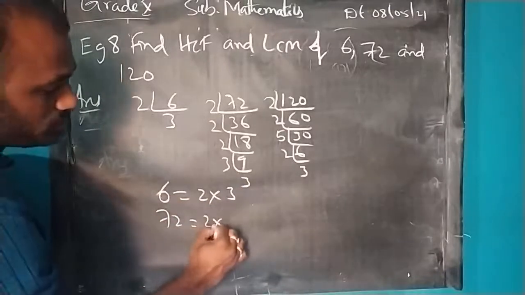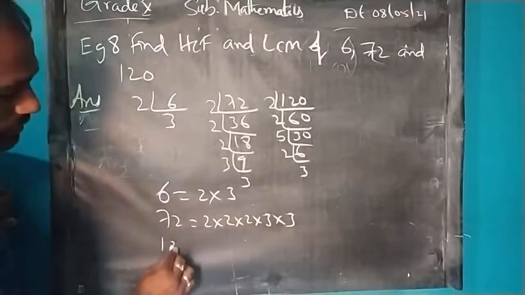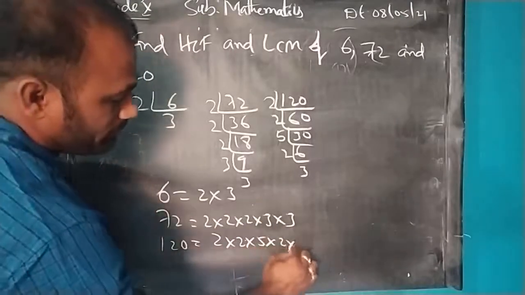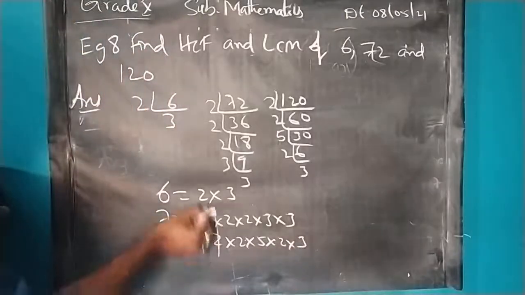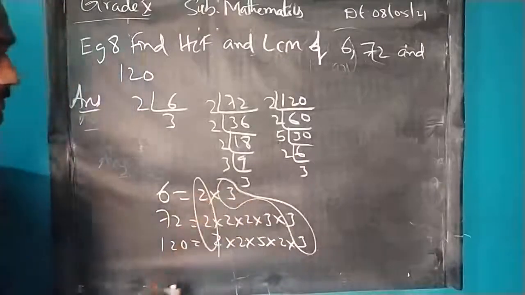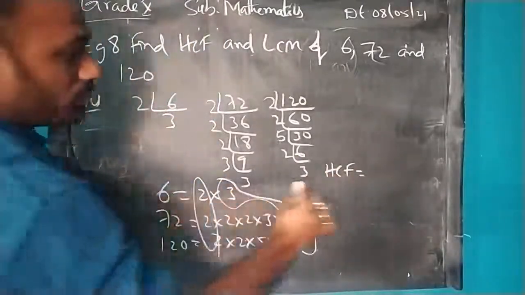72 can be written as 2 into 2 into 2 into 3 into 3. And 120 can be written as 2 into 2 into 5 into 2 into 3. So if you observe the common numbers here, 2 is the common number and 3 is the common number. So HCF is 2 into 3, which is 6.